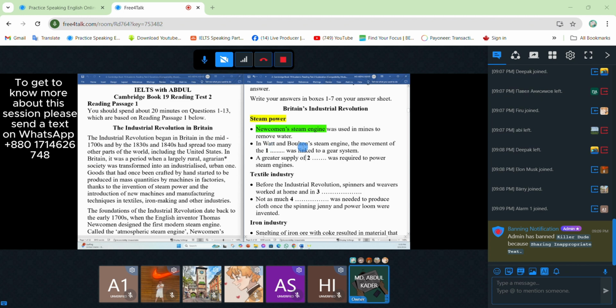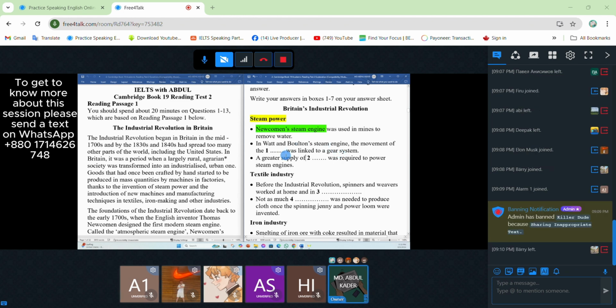In Watt and Bolton's steam engine, the movement of the dash was linked to a gear system. So basically here this question says about the movement of something that was linked to a gear system. So what would be our keywords?